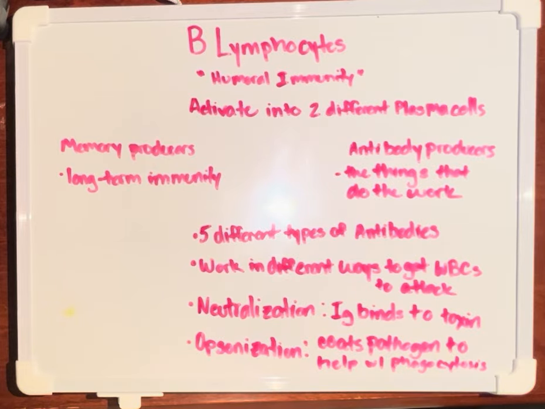So these lymphocytes never even touch the pathogen. They let the antibodies do that. There's 5 different types of antibodies. Each one works in a different way to get white blood cells to either attack it, to aid in white blood cells attacking it, or to actually destroy it itself.